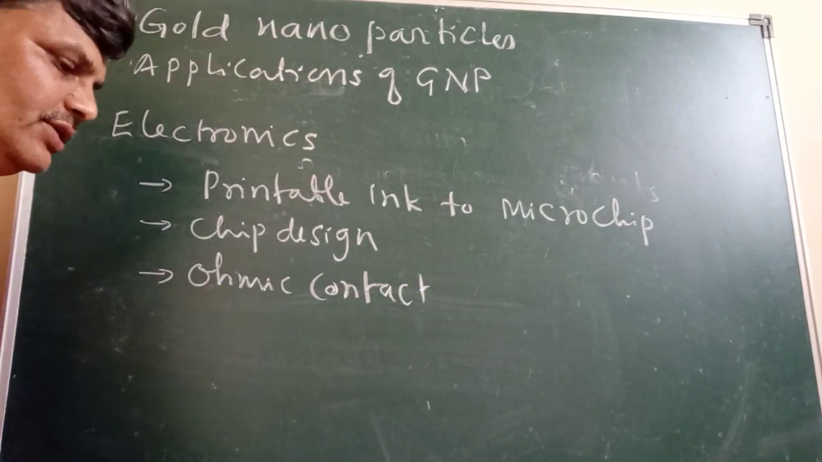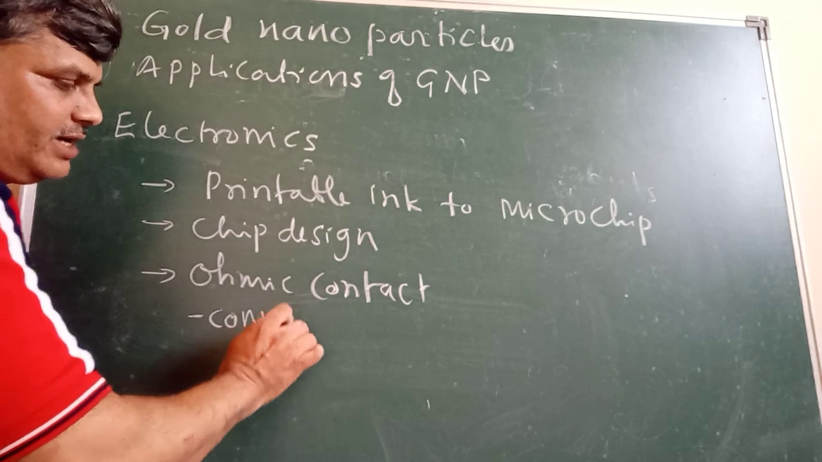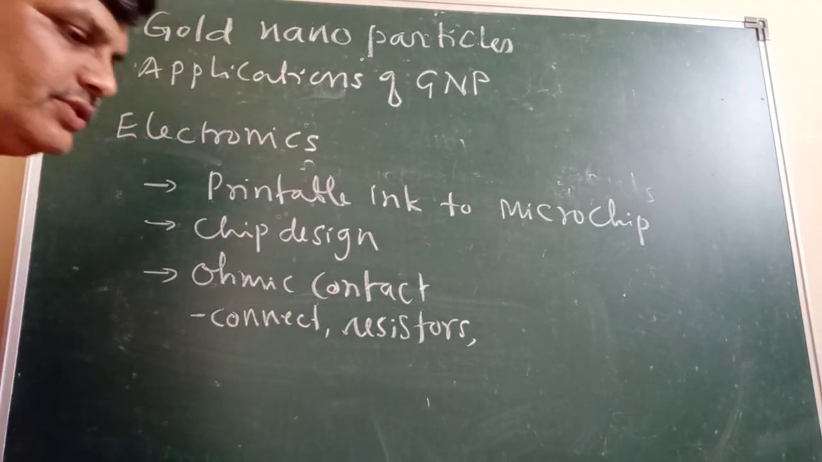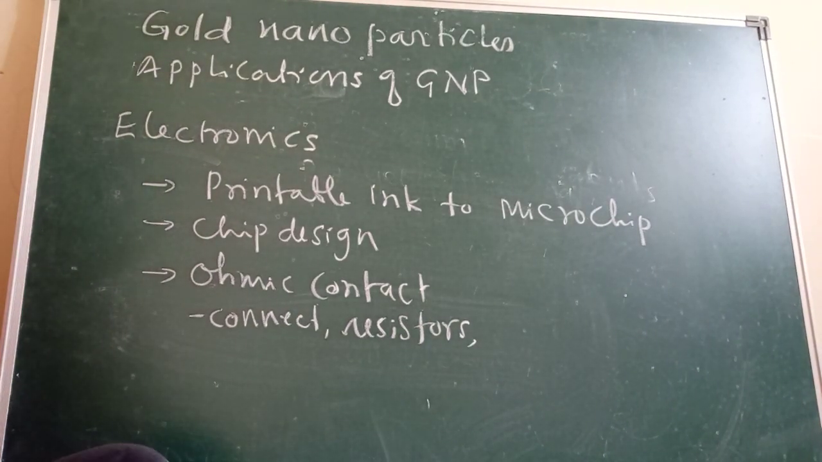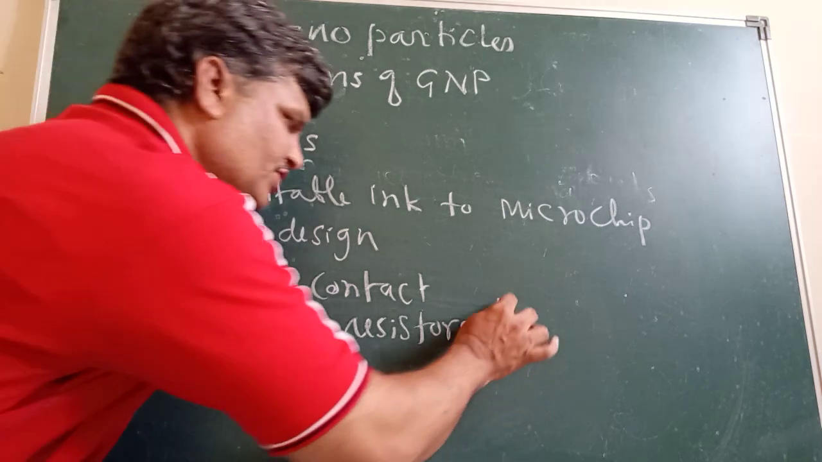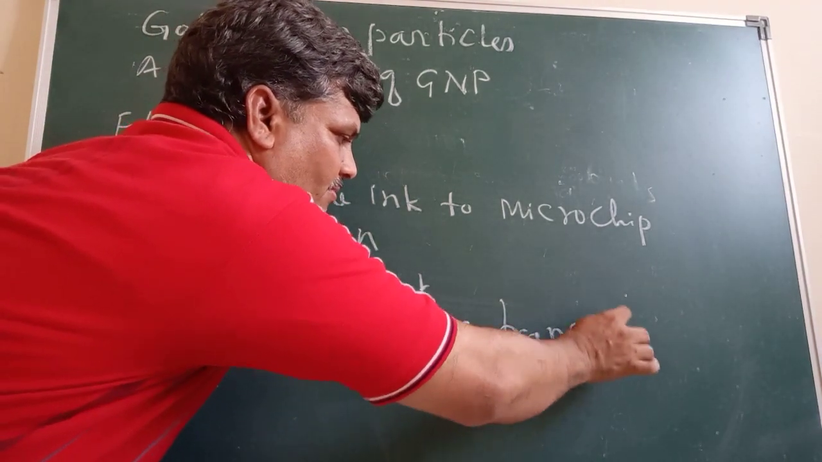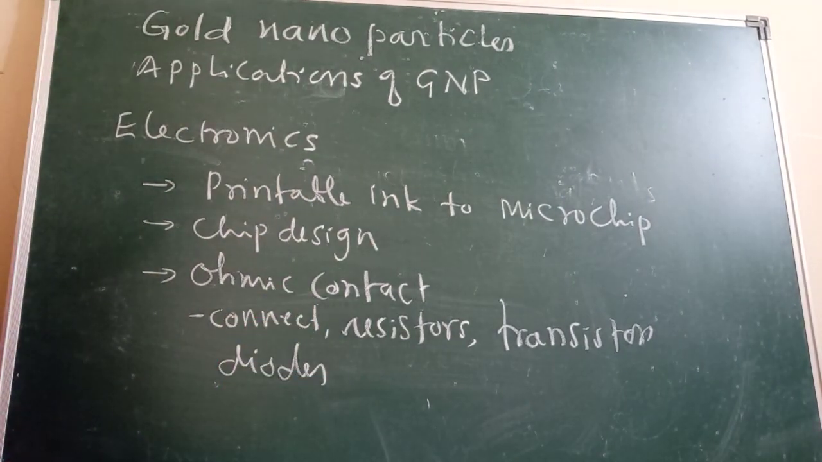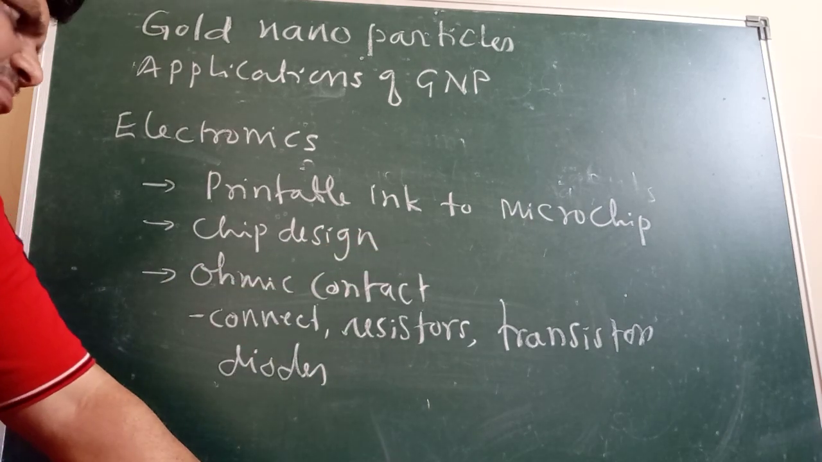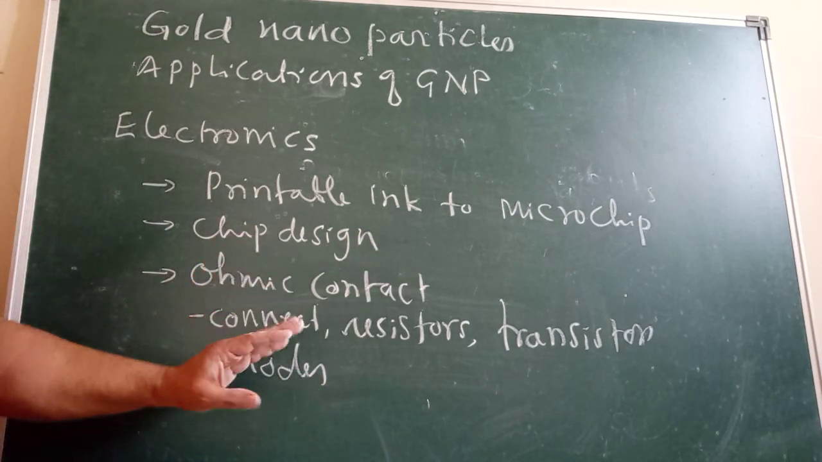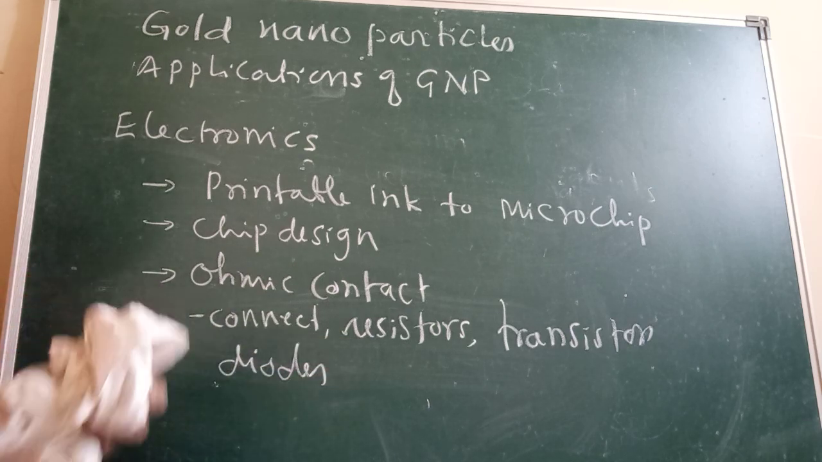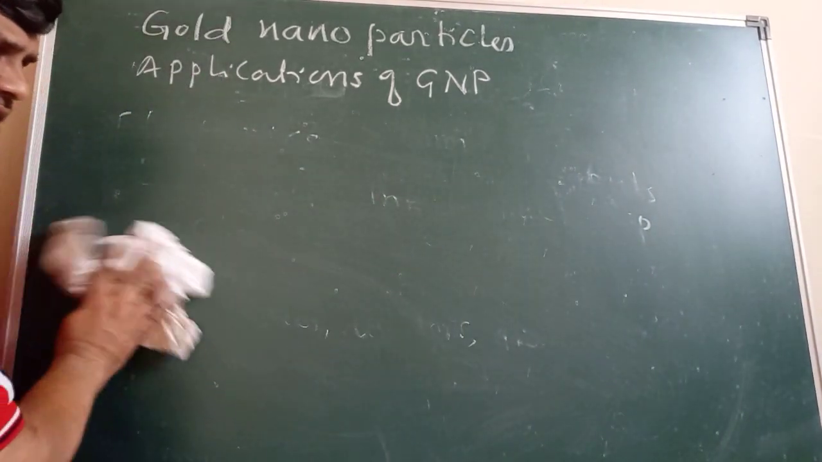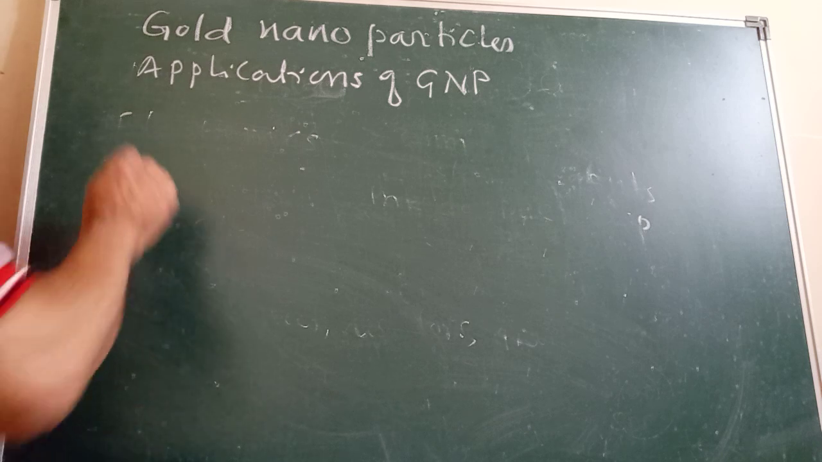Ohmic contact means it is used to connect resistors, transistors, diodes, capacitors. There are many electronic microcontrollers. For the connection, we use gold nanoparticles.